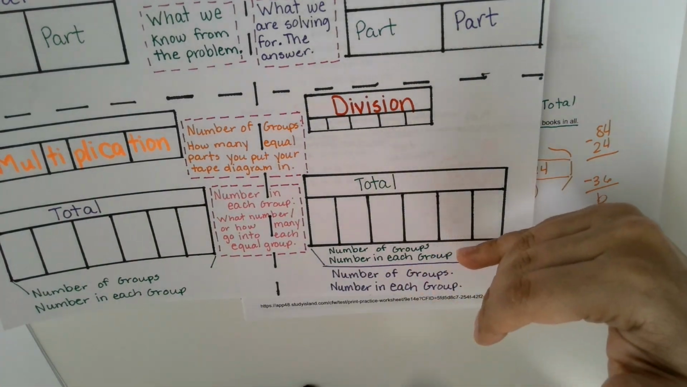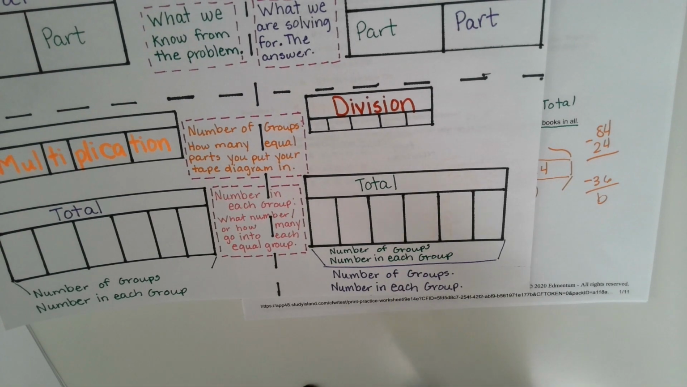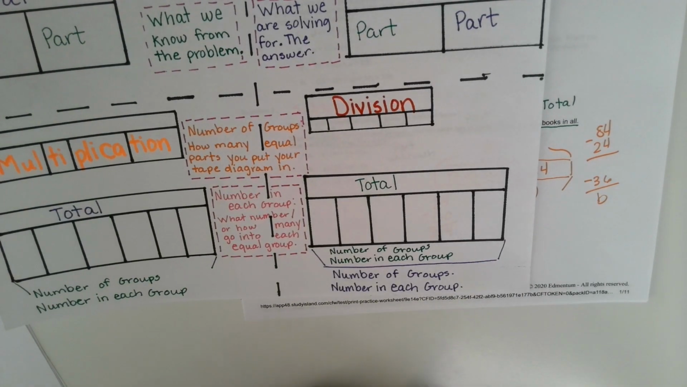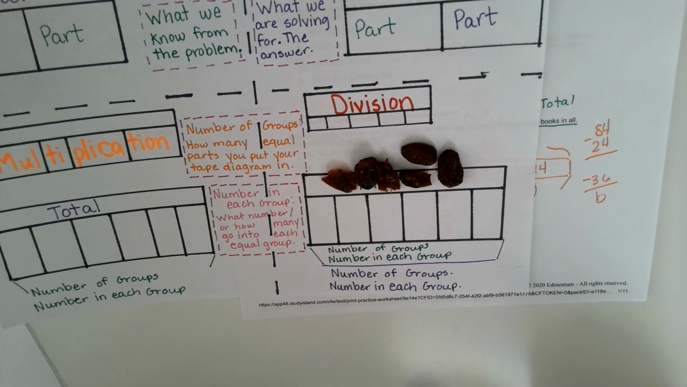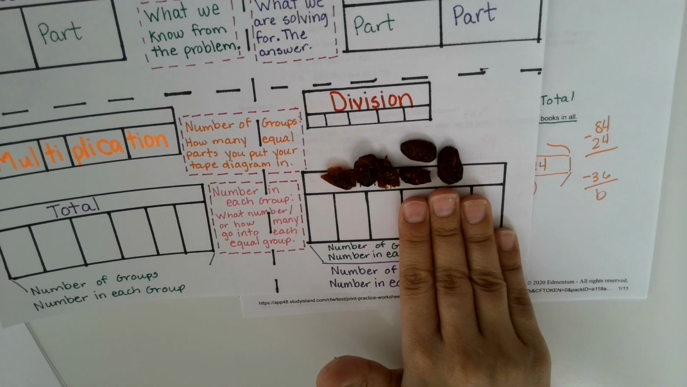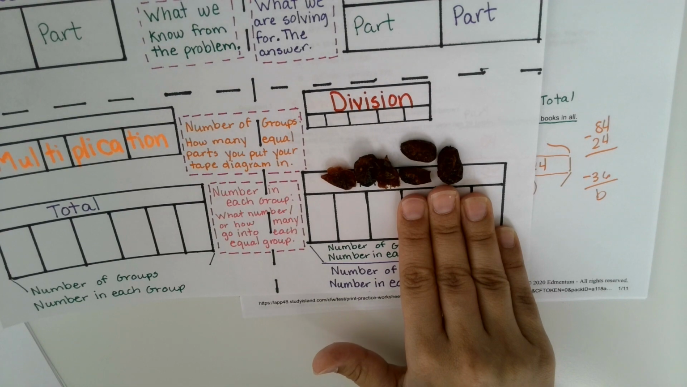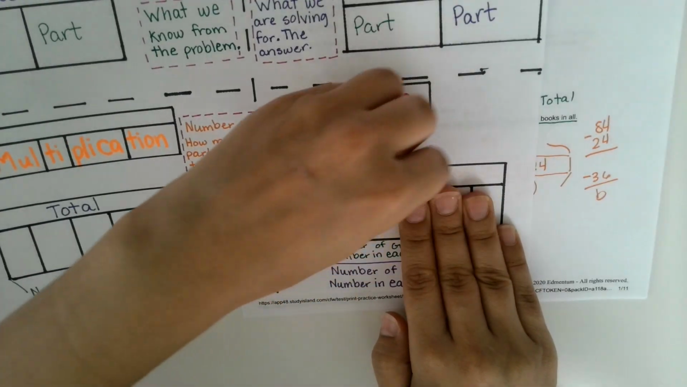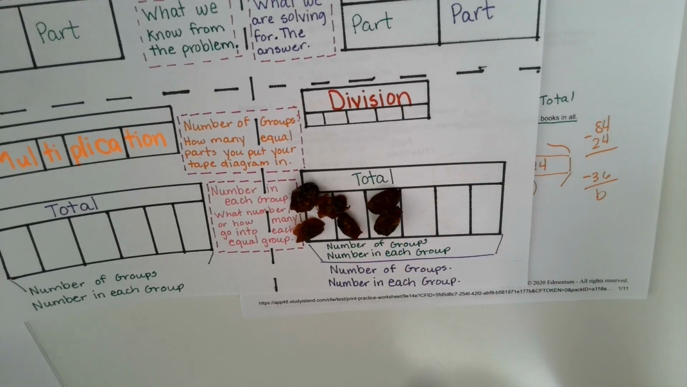So in that situation, I knew my total and I knew the number in each group. All right, so what if it's different? What if I know my total? I have a total of 6 cranberries. And I know that there are 3 groups, right? So now we're solving for the number in each group. So it would be 6 divided by 3. There are 2 in each group. So hopefully this is helping us understand it just a little bit better.